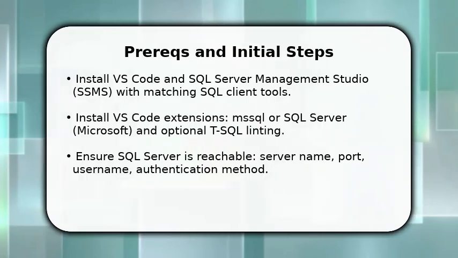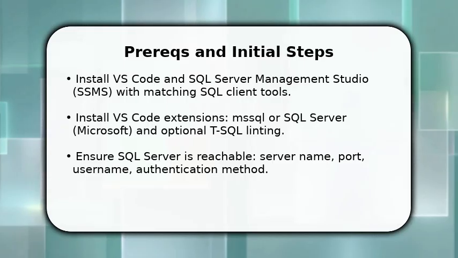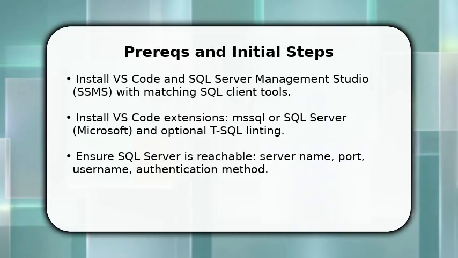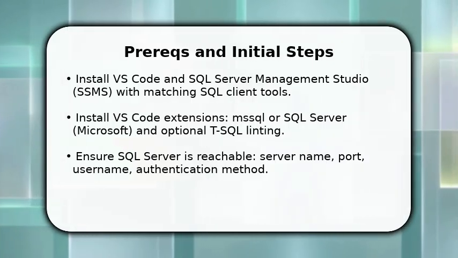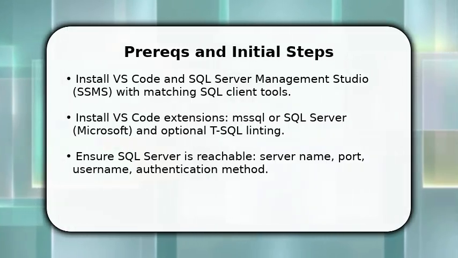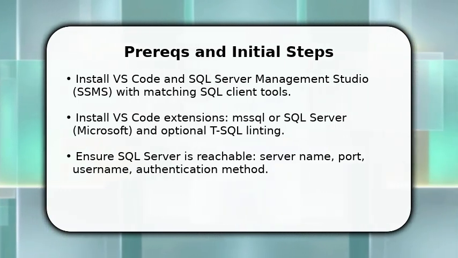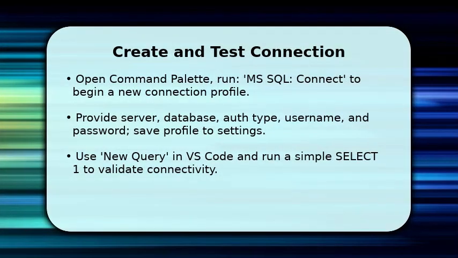Next, install the MS SQL extension in VS Code and restart the editor so the extension loads native client libraries. Make sure you know whether you'll use SQL authentication or Windows authentication, because the connection flow and prompts in VS Code differ accordingly. You now build the connection profile inside VS Code.